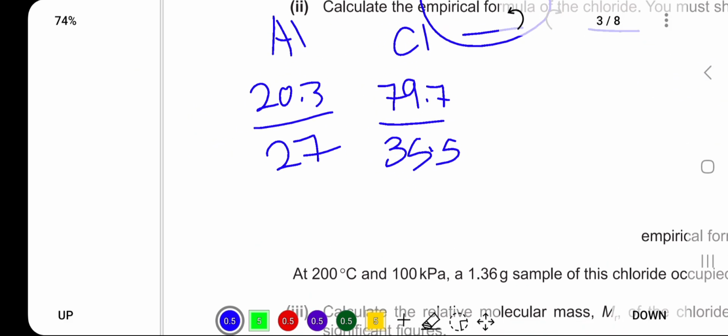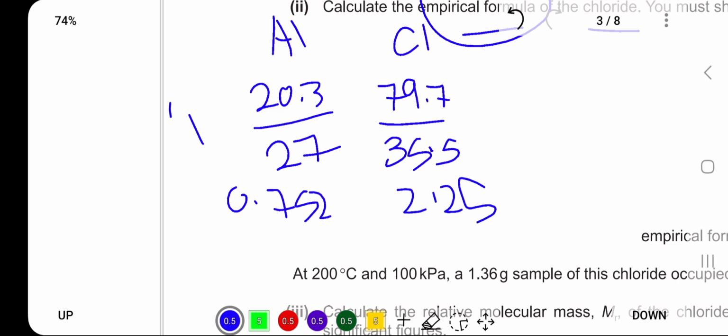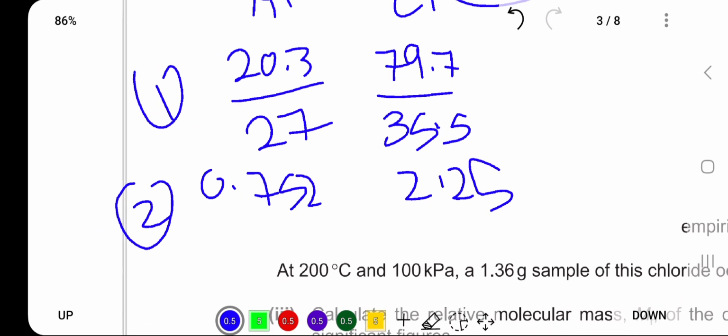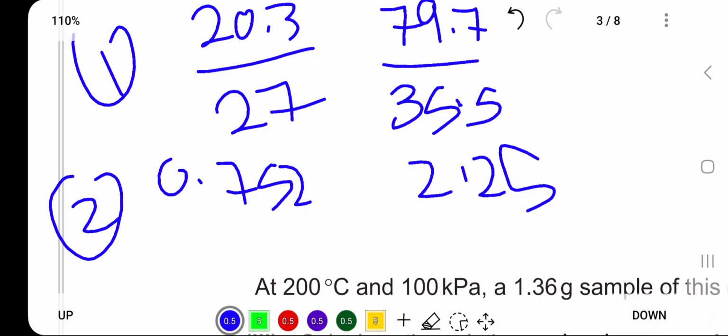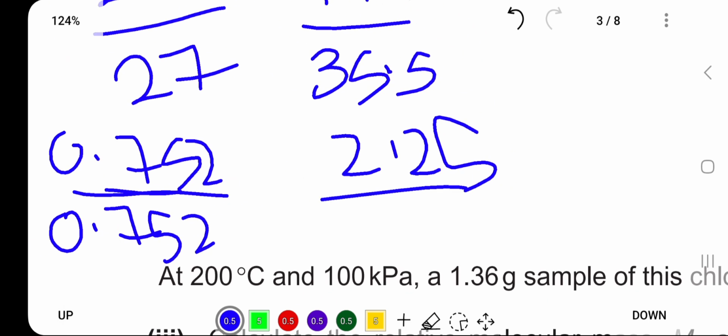Anyways, so your answer here will be 0.752 and 2.25. That was the first step. Now the second step is where you divide by the smallest number you got from both. So if you use your mind, this is smaller than this, so divide both of them by the smallest number that you got, 0.752.